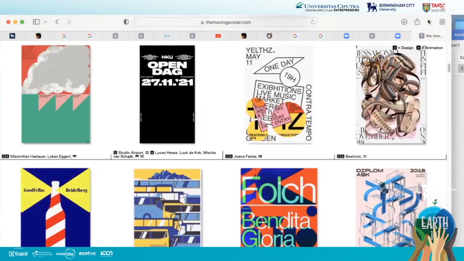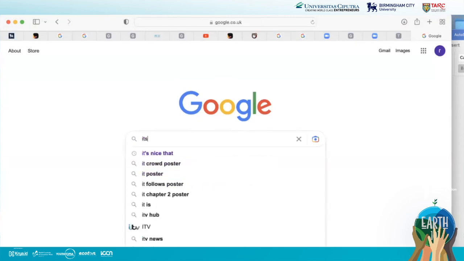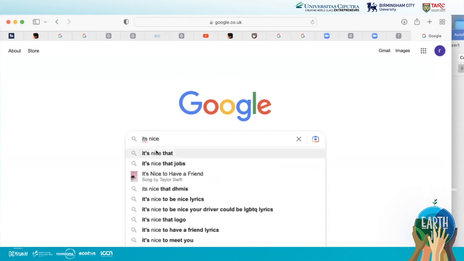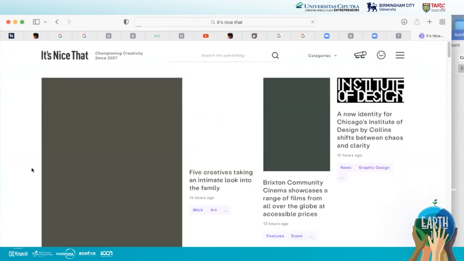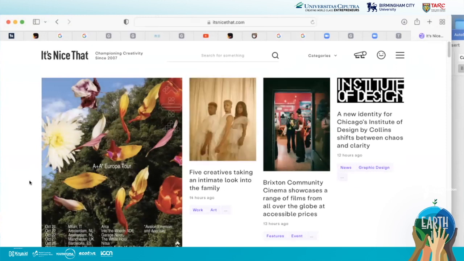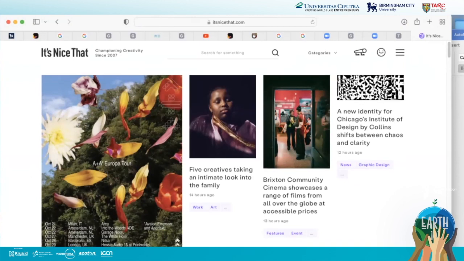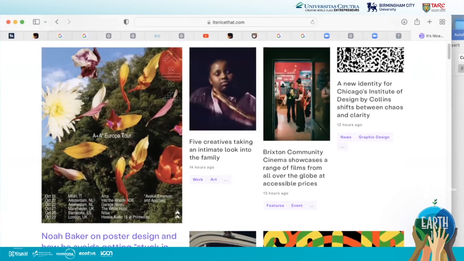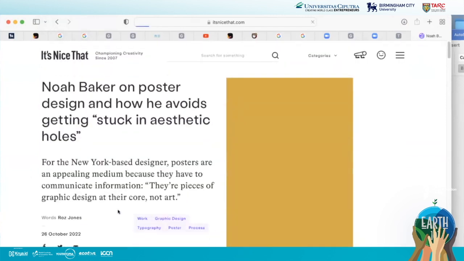The other area we ask students to look at, there's a website we ask students to use every day. It's called It's Nice That, and I can't spell. Basically, it's graphic design, illustration, photography, collage, film, animation, and it's updated every single day. For example, this morning, 18 hours ago, this piece of graphic design by Noah Baker, poster design, about how he avoids getting stuck in aesthetic holes. If I click on it, it'll take me to the article.